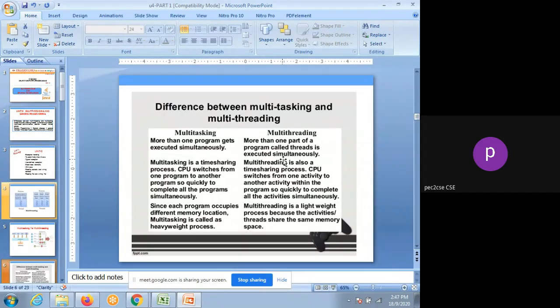And the third difference: multitasking is known as a heavyweight process. Why? Each program has a different memory location. So each process has its own memory, different memory locations. Multi-threading is a lightweight process because the activities or the threads share the same memory space.